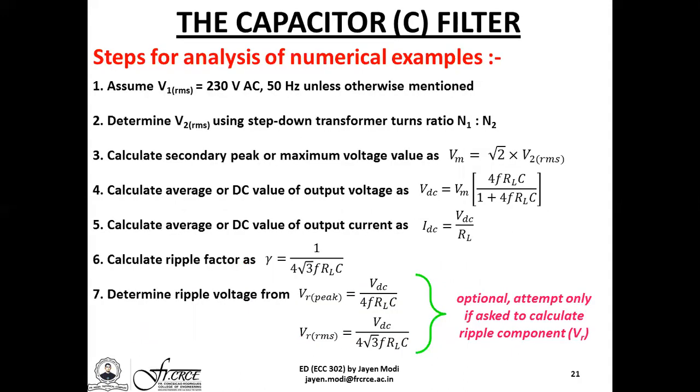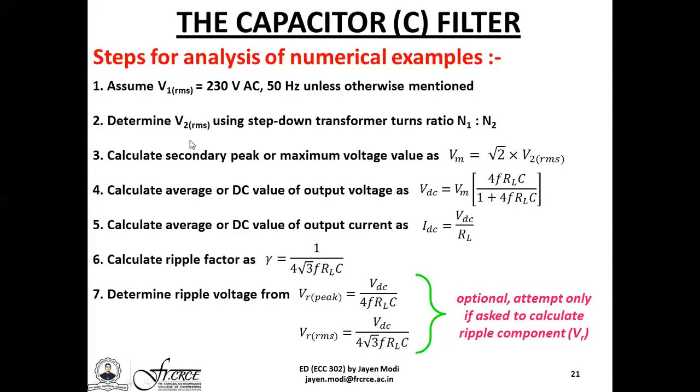And finally, some steps which may be useful for the analysis of a capacitor filter are as follows. Firstly, always assume that the RMS value at the primary side is always 230 volts AC 50 hertz unless otherwise mentioned. If you say we're in the US, this value would have been 120 volts AC 60 hertz. Once you have the value for V1 RMS, it is very easy to get the secondary RMS value using the step down transformer turns ratio N1 is to N2, which will normally be given to you. So we have the standard transformer equation V1 upon V2 is equal to N1 upon N2.